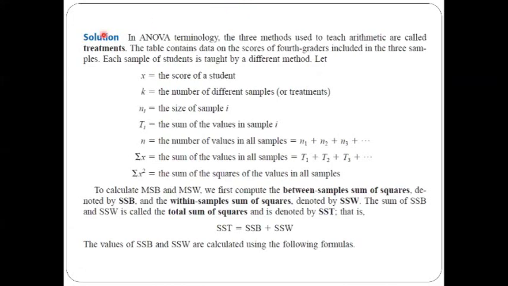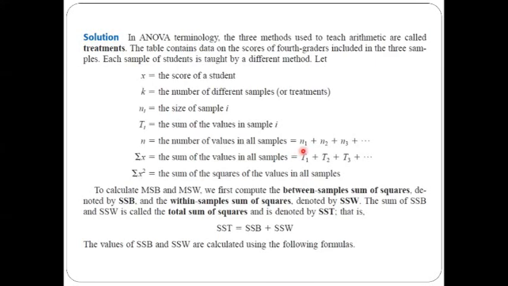Yung for the solution, we have yung different terminologies na gagamitin natin for the analysis of variance. We have first, kapag daw we have the X, ito yung the score of the students or yung X natin. And then we will also use K, which is the number of different samples or yung treatments na ginagamit. And then N sub I, which is the size of sample I. And we also have here yung capital T sub I, which is equal to the sum of the values in sample I. And N for the number of values in all samples.